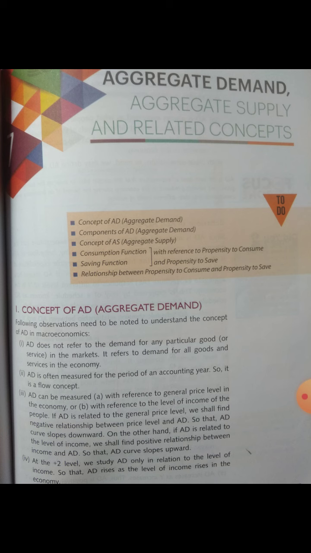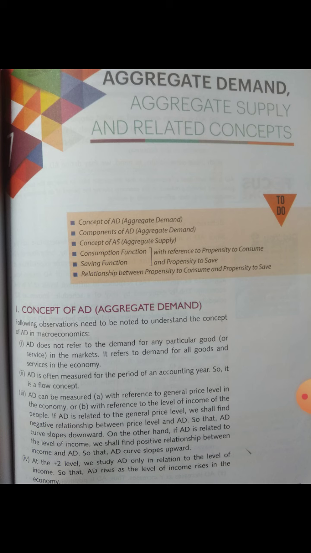First of all, AD stands for aggregate demand. Now, instead of aggregate demand, we will use the word AD. So AD does not refer to the demand for any particular good in the market. It refers to demand for all goods and services in the economy. Clear? When we are talking about aggregate demand, it doesn't mean that we are talking about the demand of a single product. When we are talking about AD, it means we are covering all the goods and services which are available in the market.